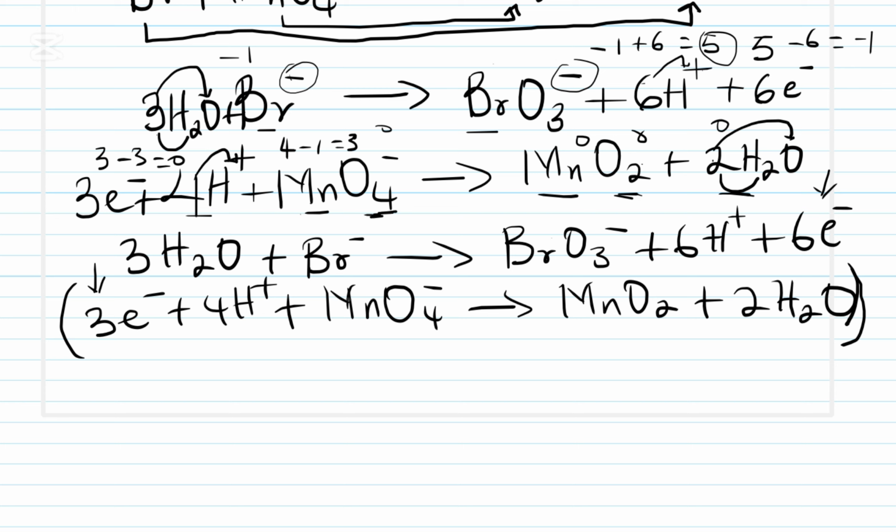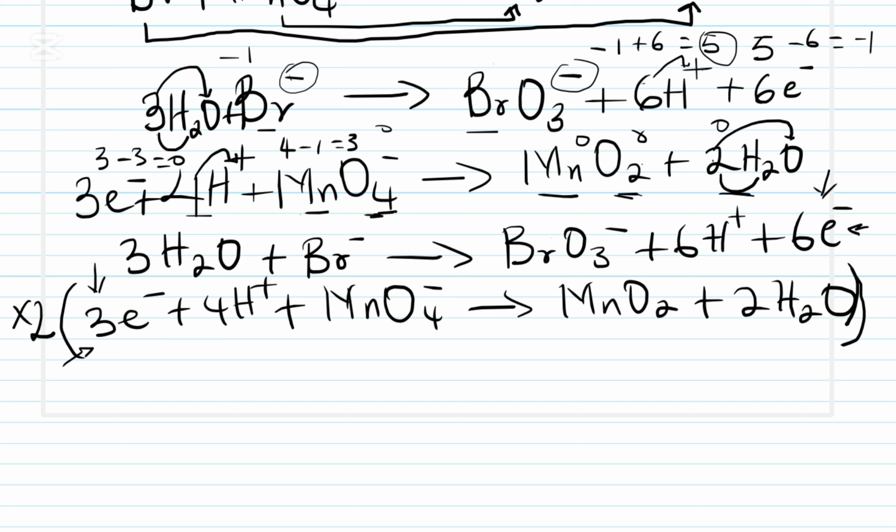Now, what are we going to do right now? We have to multiply the second reaction by 2. Why is it so? Because if we multiply these 3 electrons by 2, we now have a 6, okay? We're now going to have a 6 here and a 6 right here, so they're going to be equal.